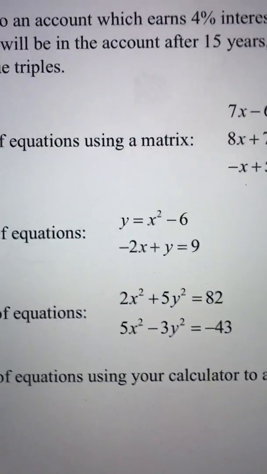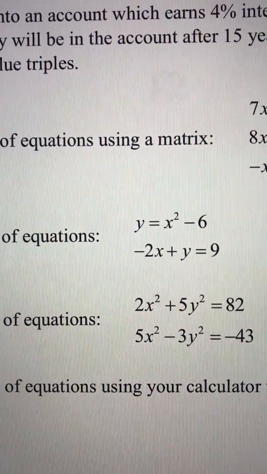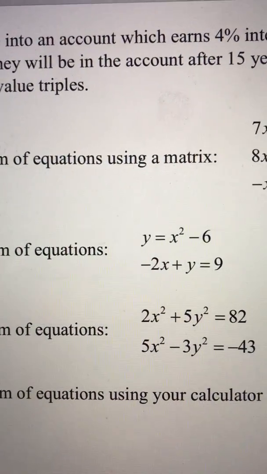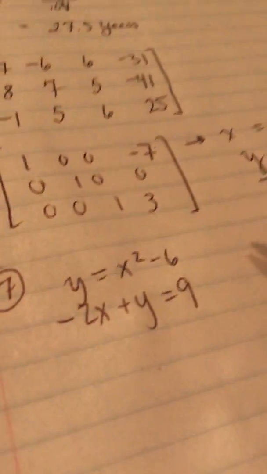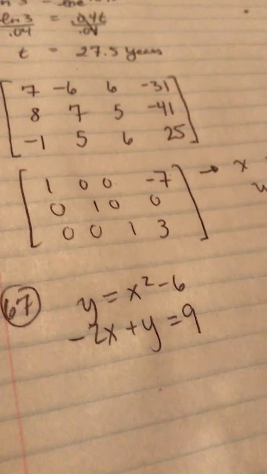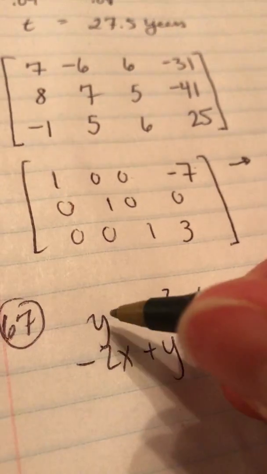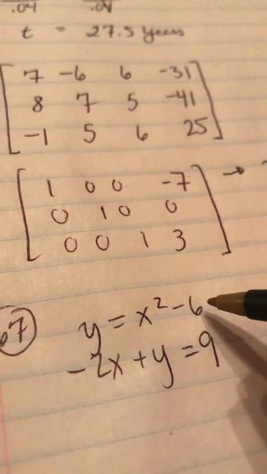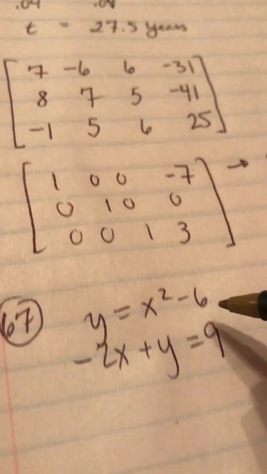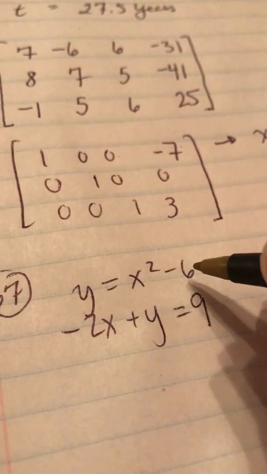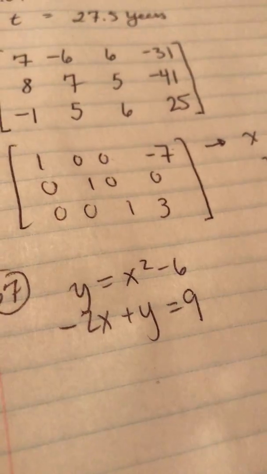All right, number 67. We've got y equals x squared minus 6 and negative 2x plus y equals 9. And we need to find the pair of points, the pair of coordinates x, y, that make both those equations true. And there might be more than one of them. What you want to notice here is that this is a quadratic. So the graph of this is a parabola, whereas this is a linear equation. The graph of that is a line. So we're looking at where this parabola and this line intersect.